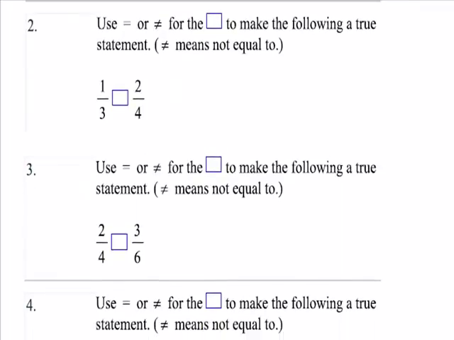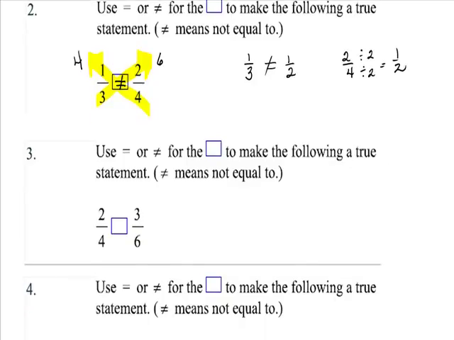Let's look at the next one. Cross products. 3 times 2 and 4 times 1. 3 times 2 gives me 6. 4 times 1 gives me 4. Those cross products are not the same, which means that I will choose the not equal to sign. To do this with simplifying, 1/3 is in lowest terms. 2 over 4 reduces by dividing by 2 to 1/2. So I'm comparing 1/3 and 1/2, and they are not the same, not equal to. Cross products will work just fine, and that's what I'm going to do from now on.